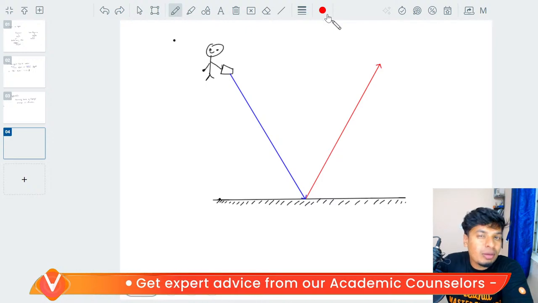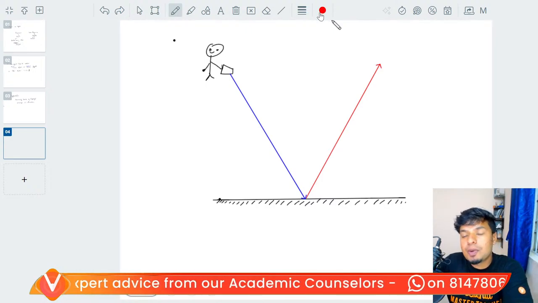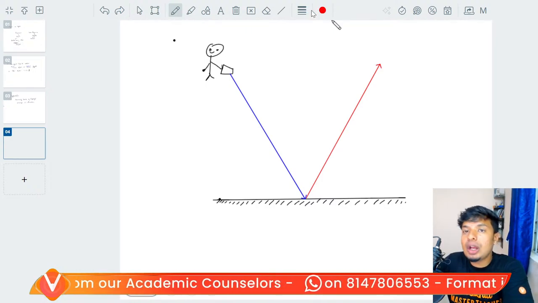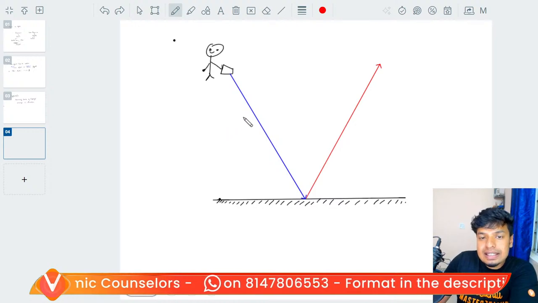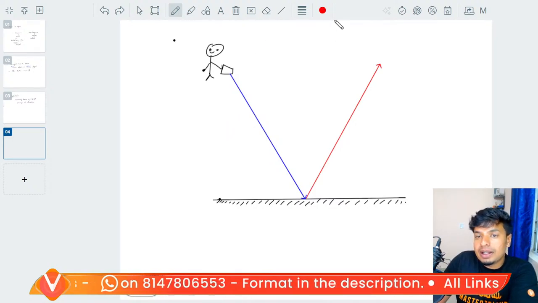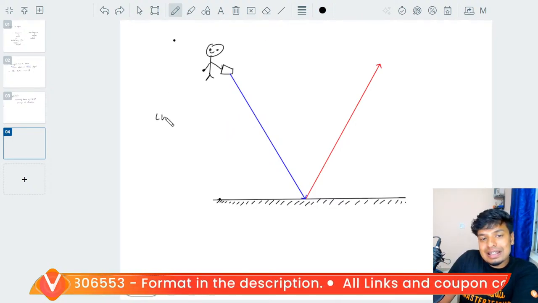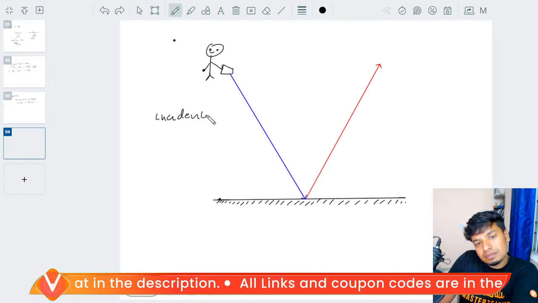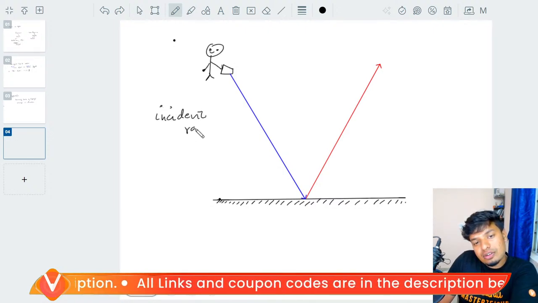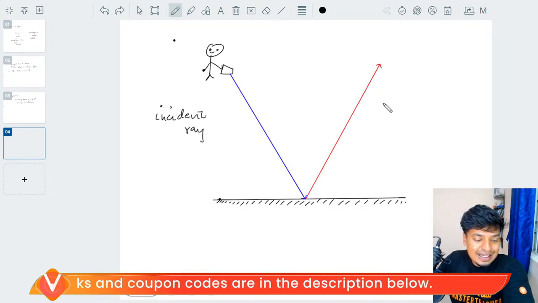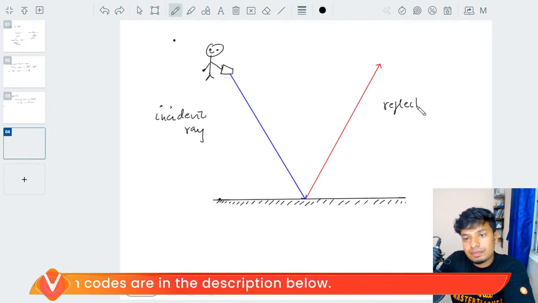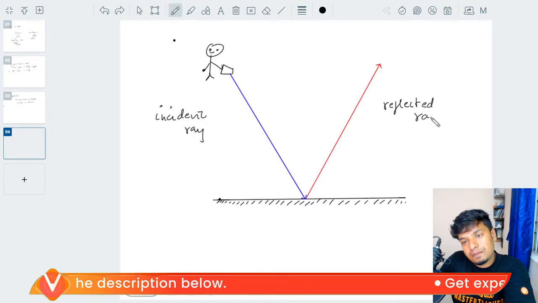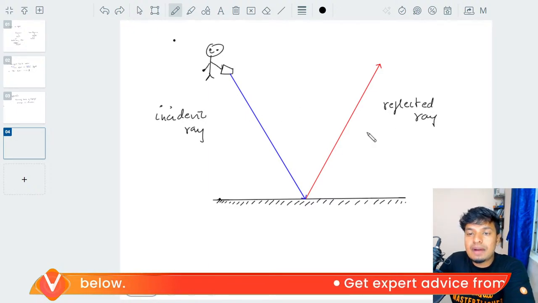Now let's do one thing. Let's draw a normal line, an imaginary line, which is perpendicular to the mirror at the point of incidence. Guys, see, this ray which is falling on the mirror will be called the incident ray. What is it? Incident ray. This is called the reflected ray. You have the incident ray, you have the reflected ray.